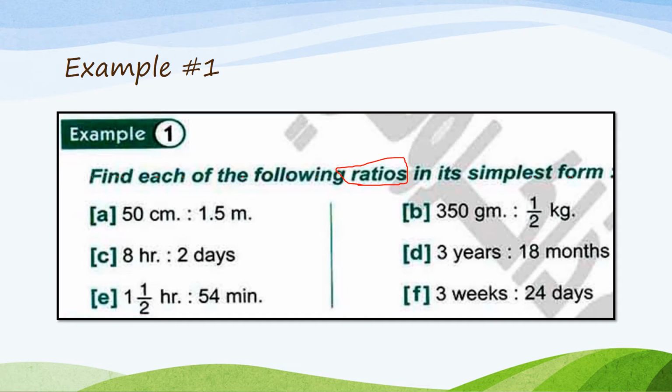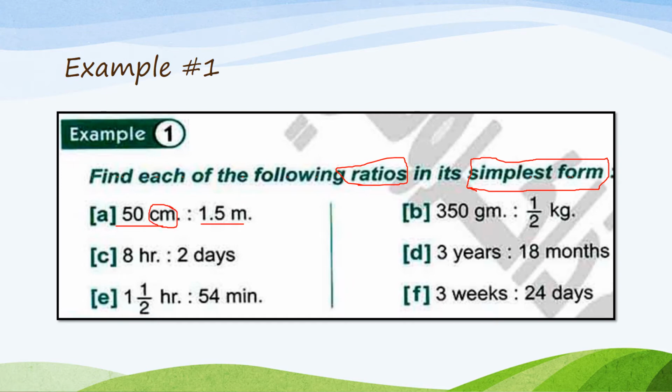So find each of the following ratios in the simplest form. And again, if you haven't watched yesterday's video, go watch it right now. I'm going to leave a link in the description box below, because you are going to need the last video to do this and understand this lesson. So we have talked about this a lot in the past video.